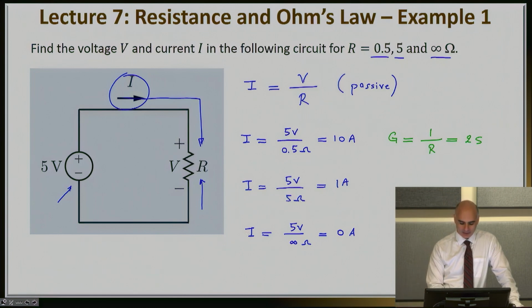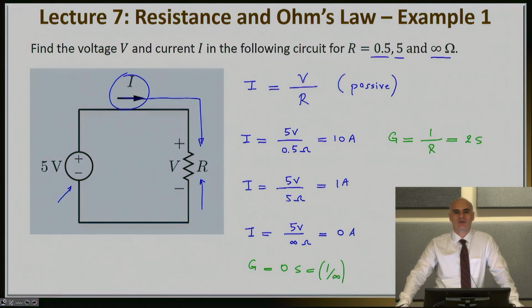And in a very similar way, you can calculate for all of them, including the very last one, where the conductance G will be equal basically to 0 Siemens. That's 1 divided by infinity ohms. Essentially, it means there is really no conductance in that case.